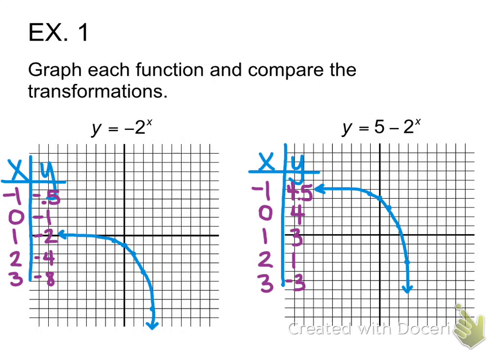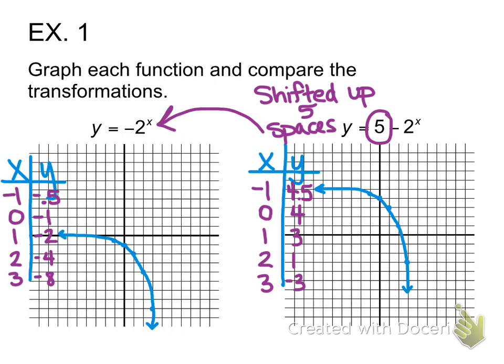And if you compare those to the table on the left-hand side, you'll notice that the y values are all 5 more than the y values that we had before. So that graph has just been shifted up 5 spaces. So that's what that 5 is going to indicate to me. I always want to look at an equation and think about, okay, what are these numbers doing to the graph as I think about it?